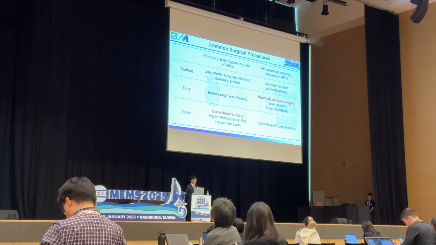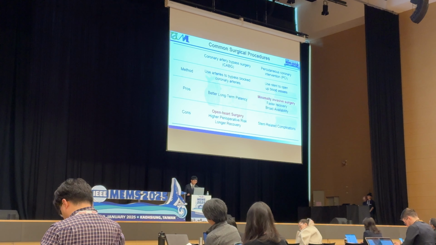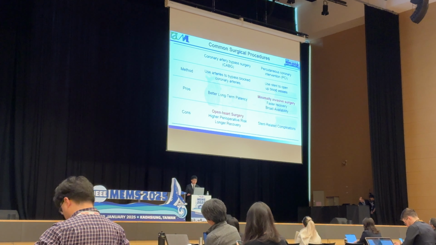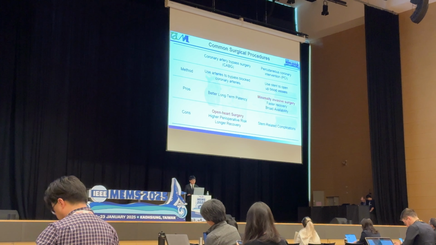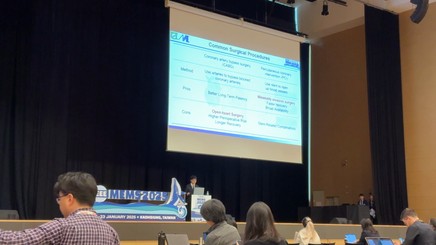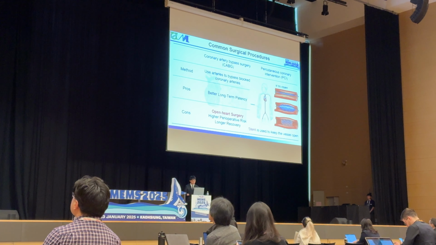The CABG is the coronary artery bypass surgery, which uses an artery to bypass the blocked coronary artery. And the PCI is percutaneous coronary intervention, which uses a stent to open up the blood vessel. And due to the less invasive nature of PCI, it is more commonly used in real conditions.